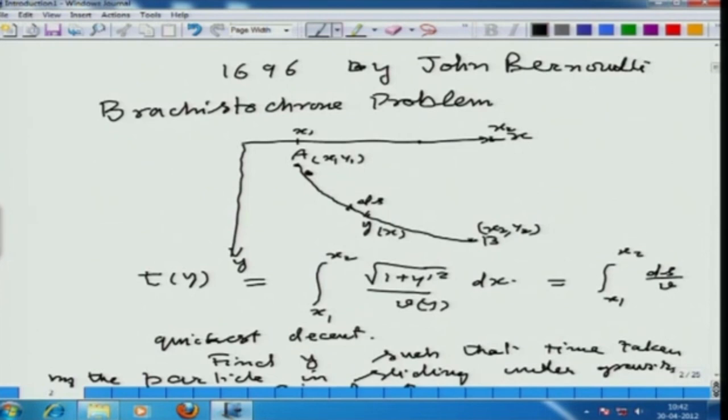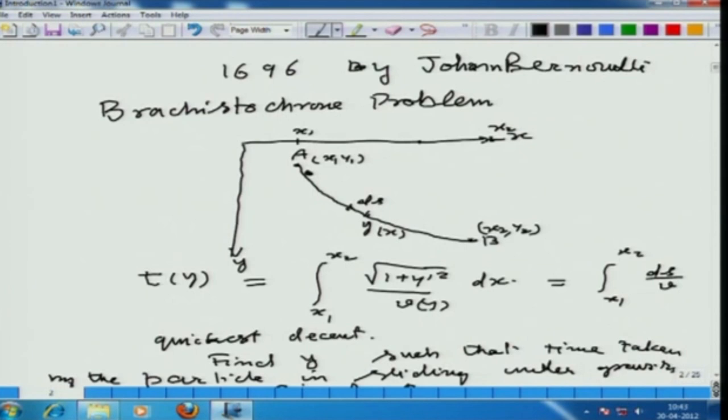As mentioned, the study of the calculus of variations started with a problem posed by John Bernoulli in 1696, known as the Brachistochrone problem. He asked to find a smooth curve in a vertical plane joining two points A and B, not on the same vertical level, such that a particle sliding under the influence of gravity takes the least time.